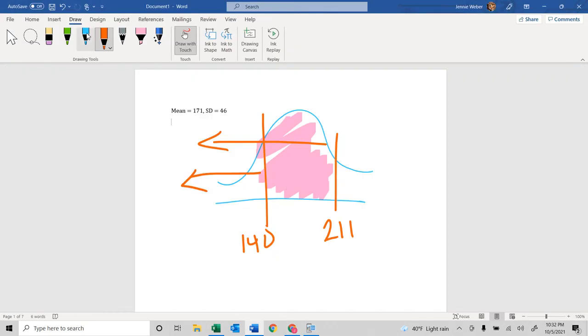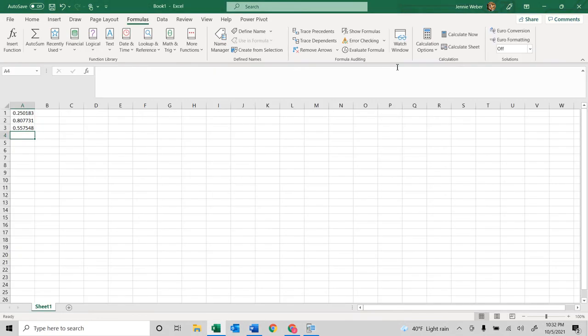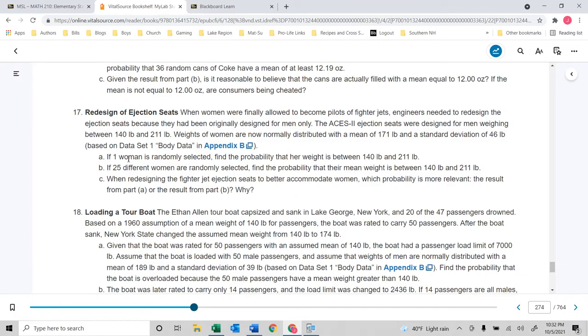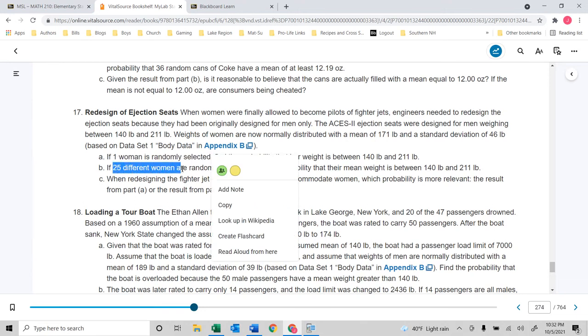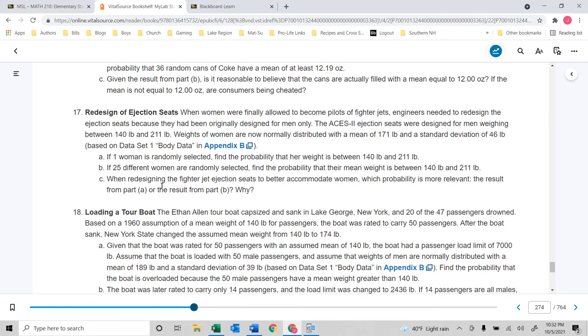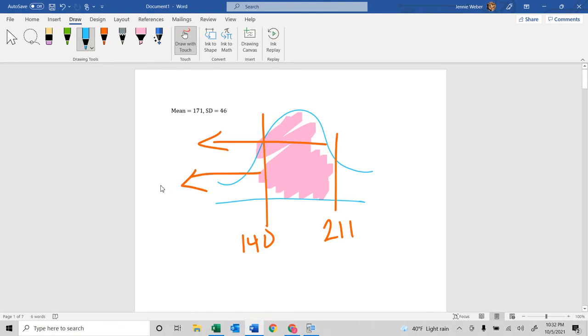So I'm not going to change these values, but with the central limit theorem we know that we switch, and this is what I wanted to emphasize. One woman is what we've been doing. We didn't change anything. As soon as we're given a group, so we're looking at a mean weight, then we're using the central limit theorem. The new standard deviation is the old standard deviation divided by the square root of the sample size. So in this case, 46 divided by 5.